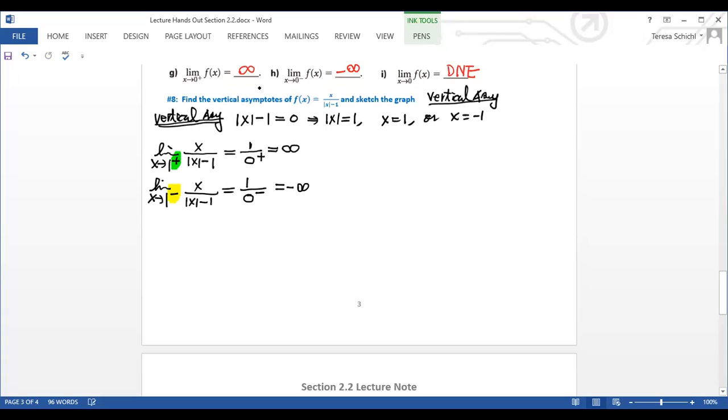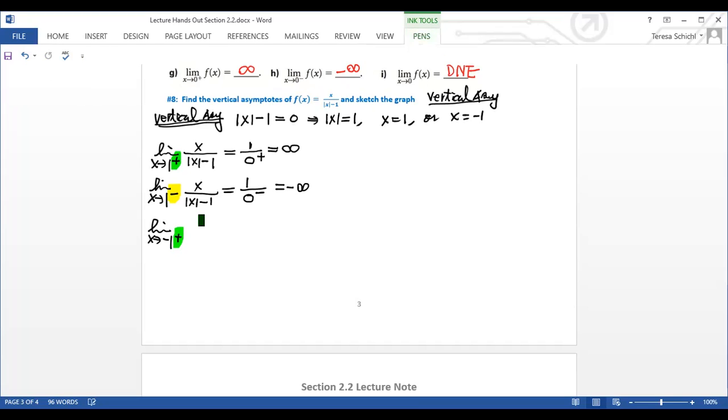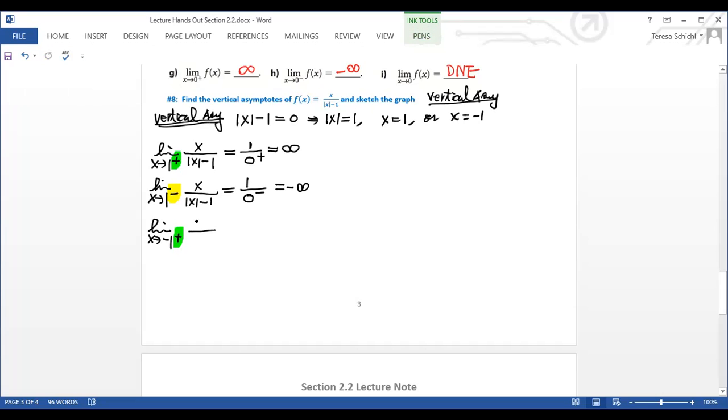Okay, so now let's take a look at the other vertical asymptote: the limit as x approaches -1 from the right. Here, the plus means it's from the right-hand side, right? Be very careful here.